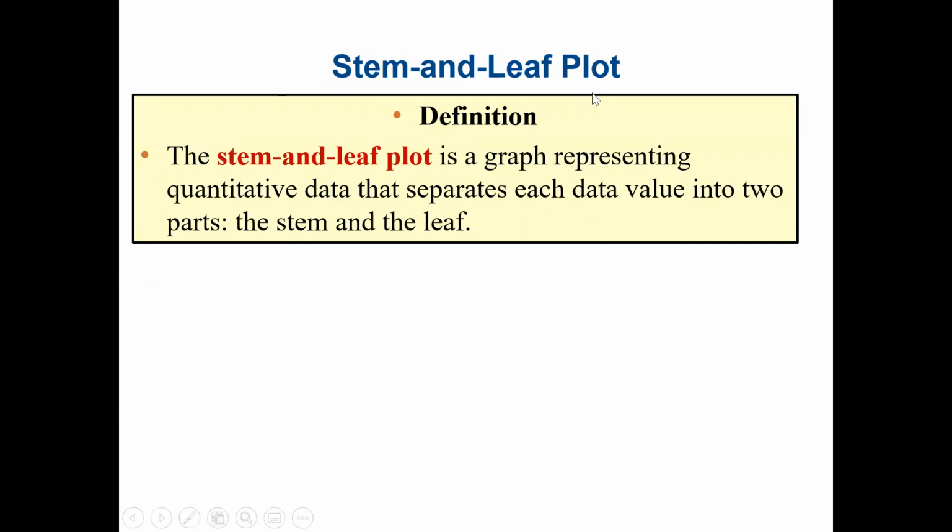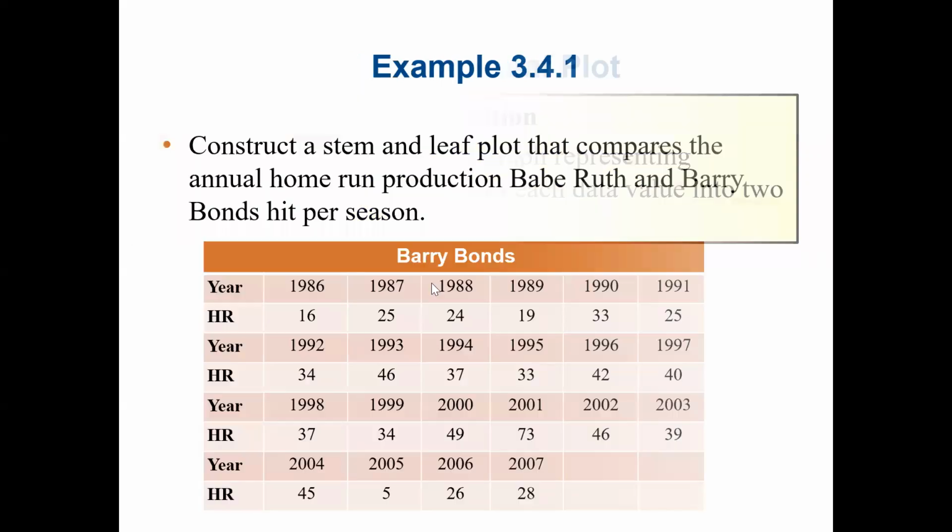The next is the stem and leaf plot. A stem and leaf plot is also a graphic representing quantitative data that will separate each data value into 2 parts. We have the stem and also we have the leaf. The stem will be the leading value and the leaf will be the next value.